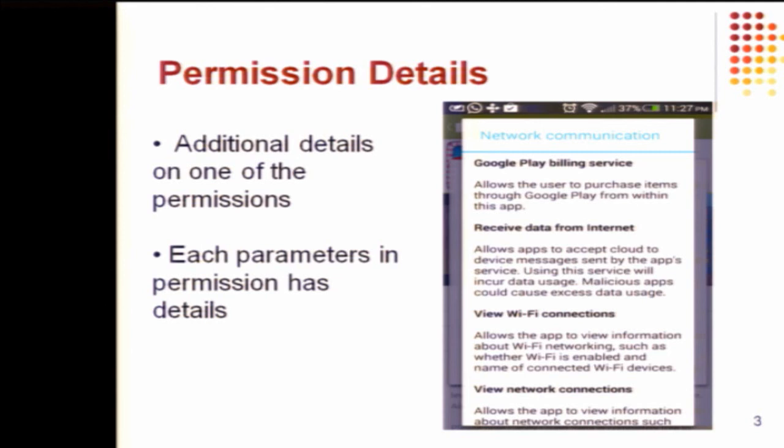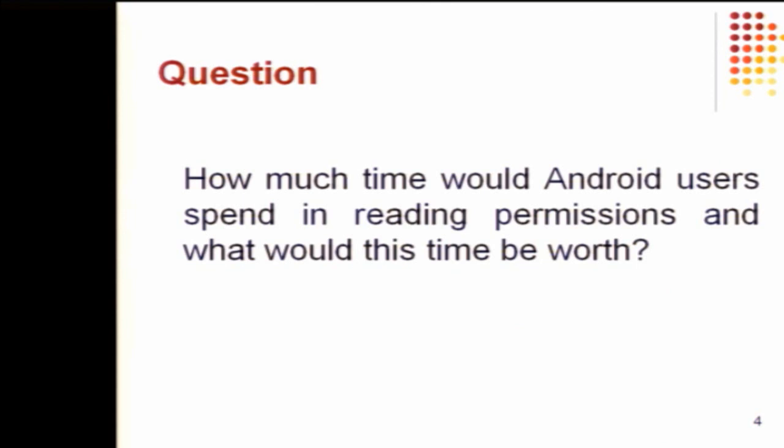Similar to these, there are other subparameters in each of the permissions, and what we are doing is analyzing the time required by the user to read, and how much that would be worth. That brings me to the question: how much time would Android users spend reading these permissions, and what would this time be worth, which we are analyzing in terms of opportunity cost.